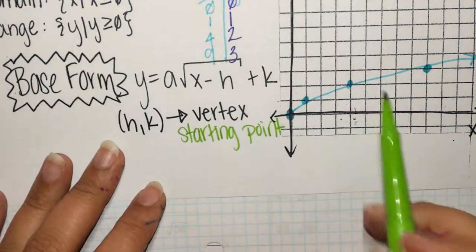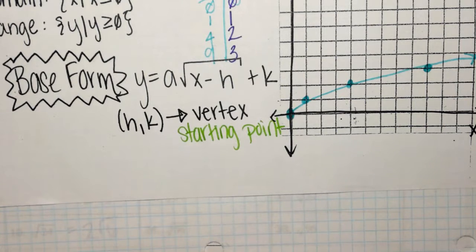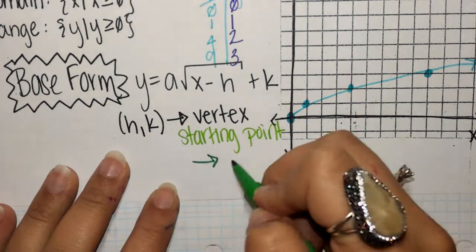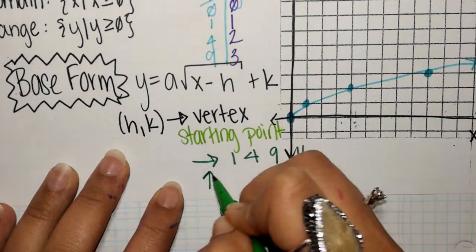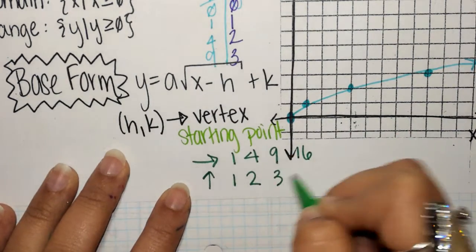This is where you begin your graph. And then from there, do you guys remember when we had vertex form, we went up the perfect squares, then left or right the counting numbers? This time, you're going to go right the perfect squares, and then up the counting numbers.